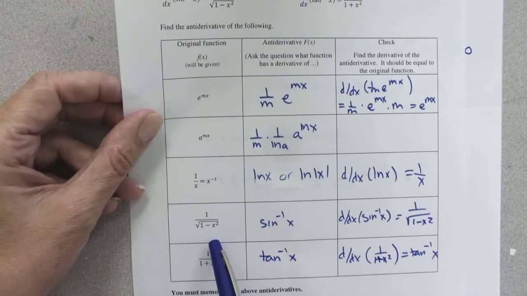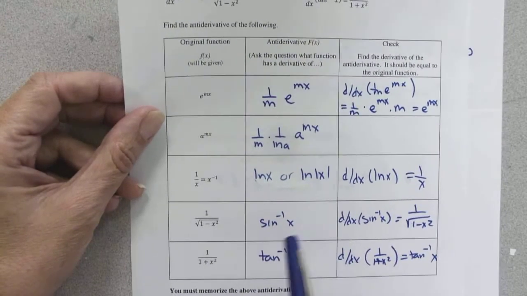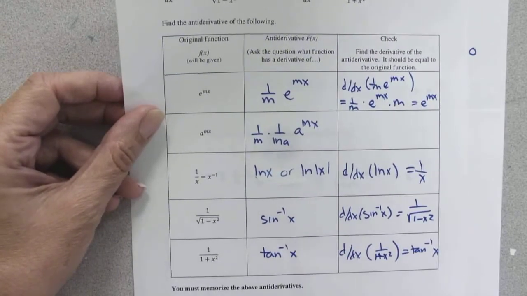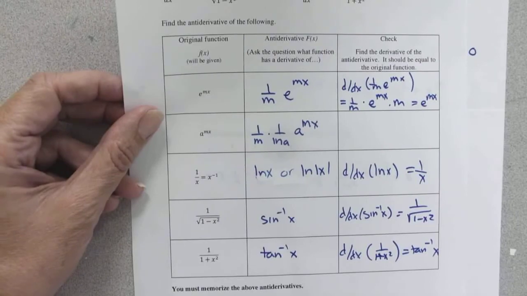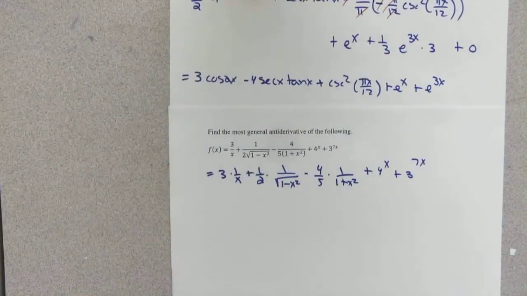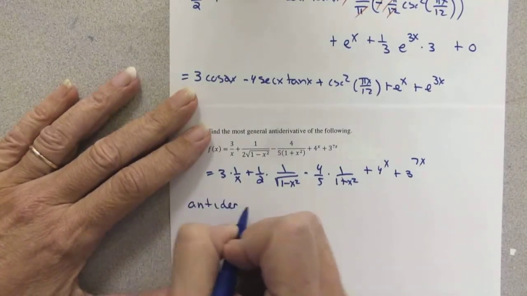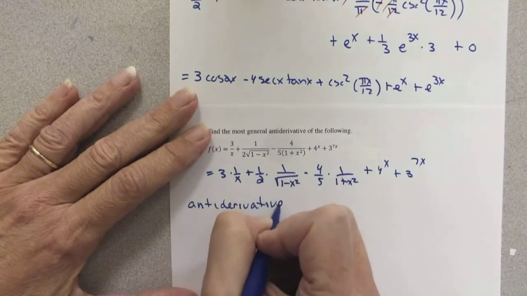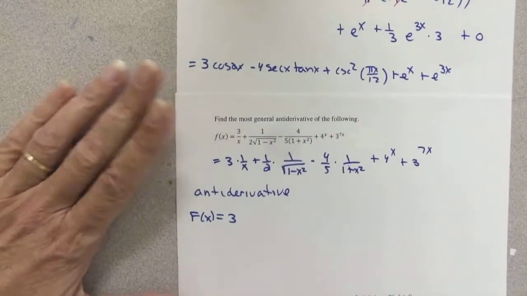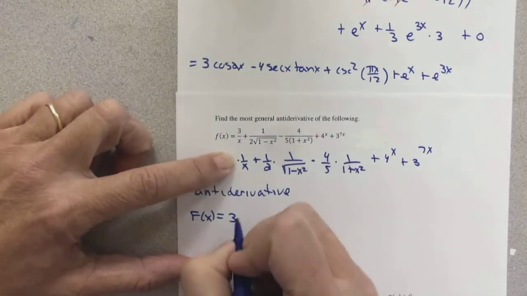What has a derivative of 1 over the square root of 1 minus x squared? Sine inverse x. What has a derivative of 1 over 1 plus x squared? Tan inverse. It's just your derivative statements turned backwards. So now that we reviewed that page, doing this, so my antiderivative, capital F of x, that 3 is just a coefficient. Then I ask myself, what has a derivative of 1 over x?